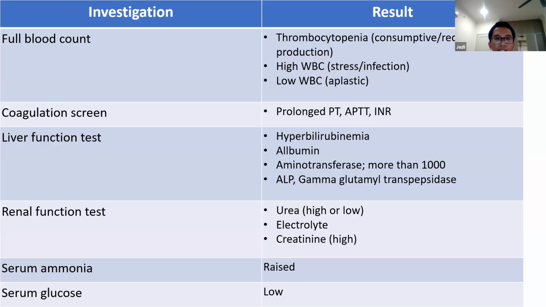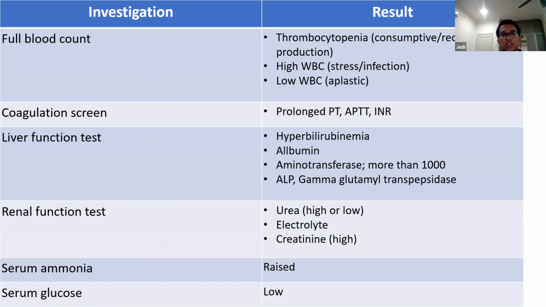Okay, investigations. For lab investigations, we do full blood count, coagulation screening, liver function test, renal function test, serum ammonia and glucose. What we would like to see is to rule out all the differentials we consider. So we will look for thrombocytopenia, we will look for evidence of infection, which is high white blood cell count, or we can look for low white cell count for aplastic anemia.